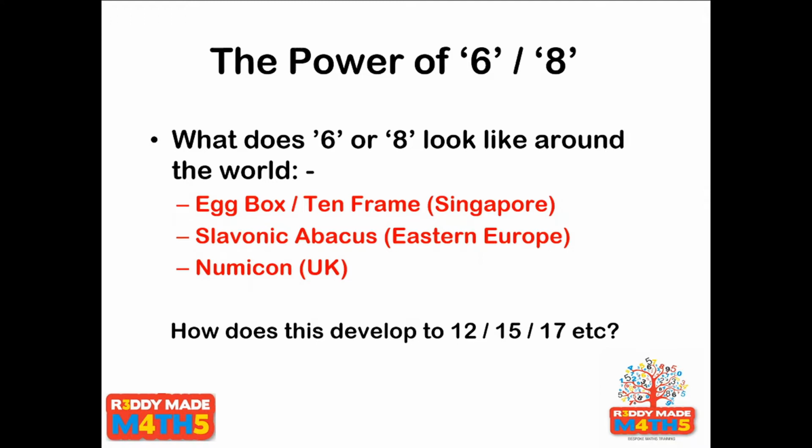Now, in different places of the world, the tens frame is very, very popular in Singapore and the Far East. The Slavonic abacus is extremely popular in Eastern Europe. And Numicon, again, is a very, very widely used resource in the UK. They all give slightly different variations of numbers. And then they develop into 12, 15, 17, etc.